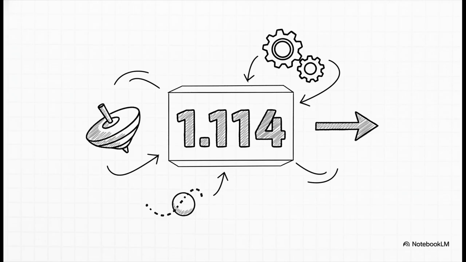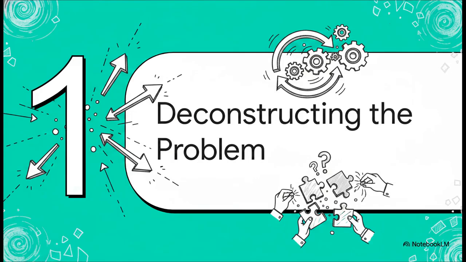Okay, so before we even think about writing down an equation, what's the first rule of problem solving? You've got to understand what you're up against. So let's deconstruct the problem statement, piece by piece, and see what it's really telling us.